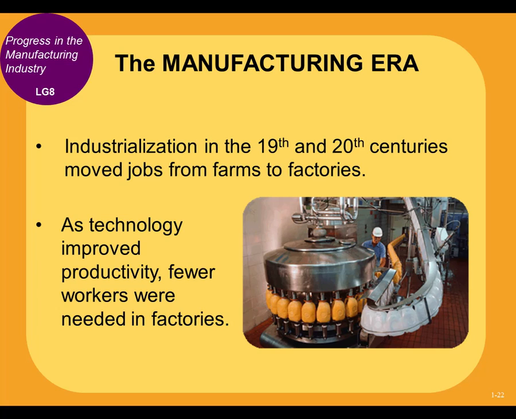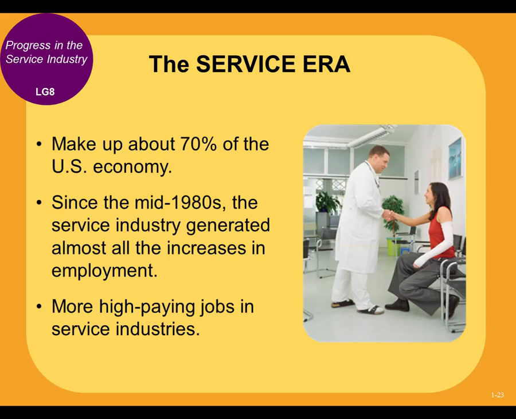As technology improved productivity, fewer workers were needed in factories. Well, that's what you see now as well. You see more robots taking the auto lines, and you see things that are more automated. Even factories, even warehouses become more automated, and what happens to manufacturing as far as that goes. You look at service, which makes up about 70% right now of the U.S. economy. So we already talked a little bit about that. It's not just computers, all the things that go into the actual making of the computer. Service generated almost all increases in employment, more high-paying jobs than in service industries, right?